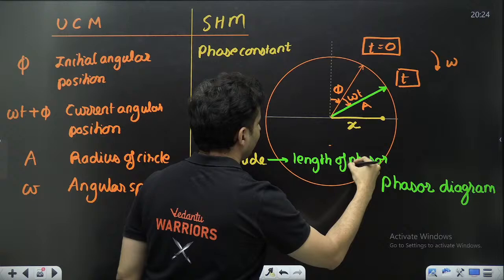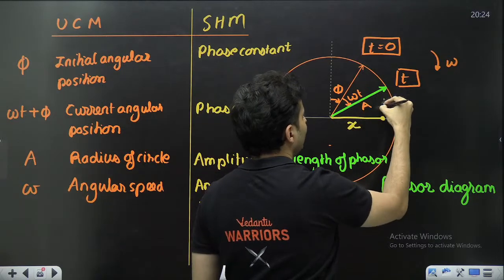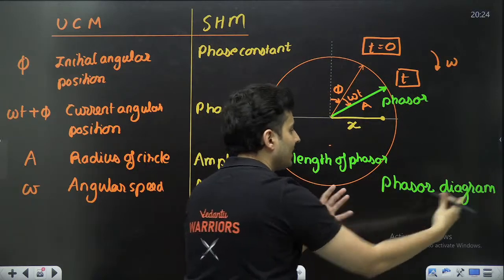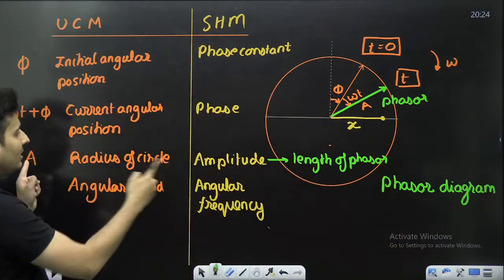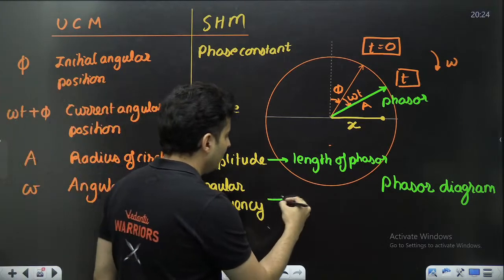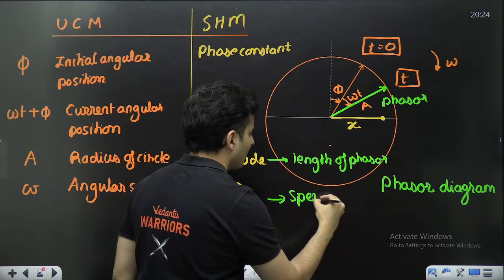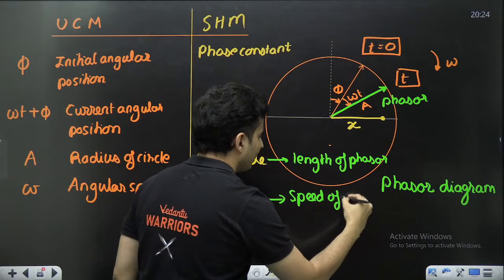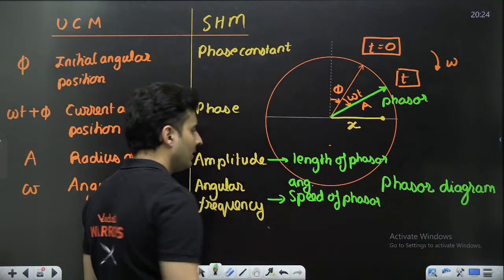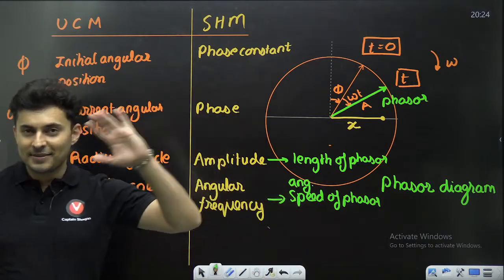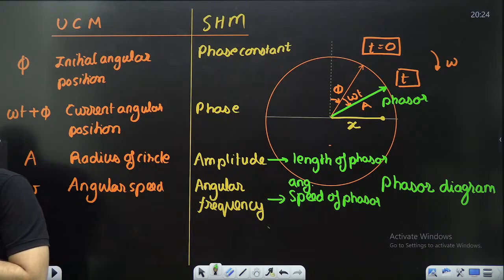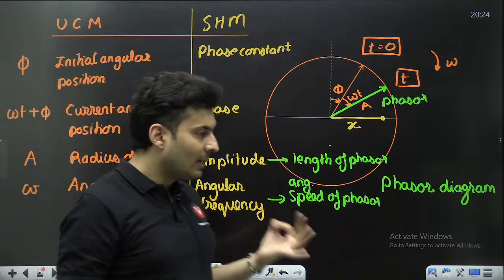This itself is called the phasor. This diagram is called the phasor diagram. This length is called the length of the phasor. This omega is the speed of the phasor, or rather the angular speed of the phasor. Understood, my dear warriors? What is a phasor diagram? What does it mean? Awesome. Keep this in mind.